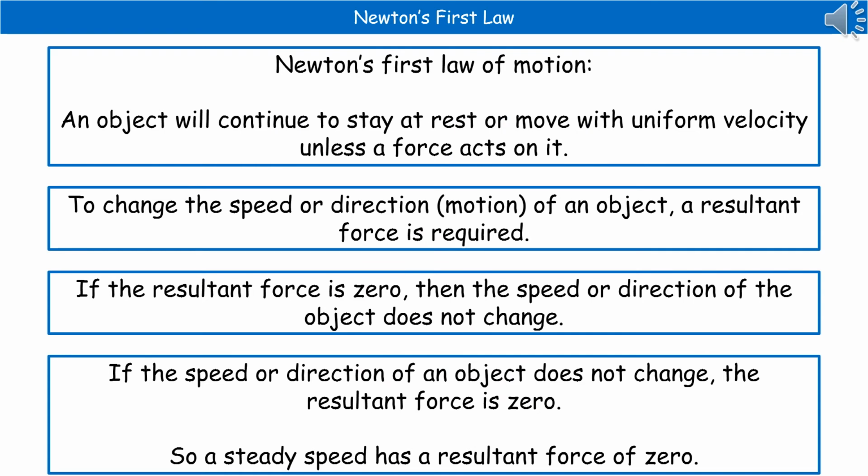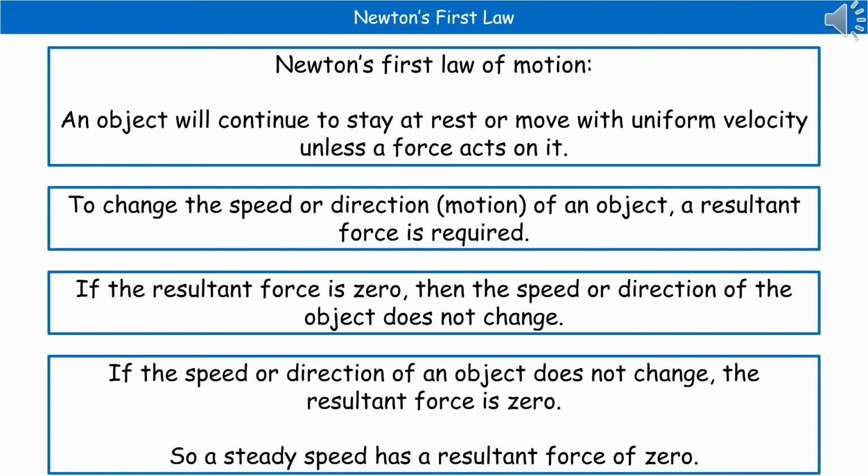In our physics prep today, we're going to have a look at Newton's laws. So Newton's first law of motion states an object will continue to stay at rest or move with uniform velocity unless a force acts on it. So in order to change the speed or direction of an object, we need a resultant force. If that resultant force is zero, speed or direction doesn't change.